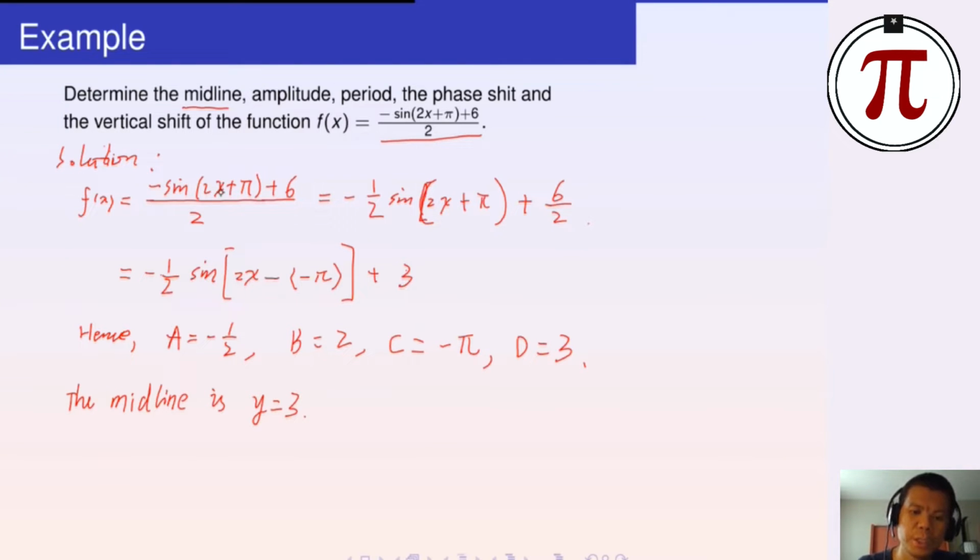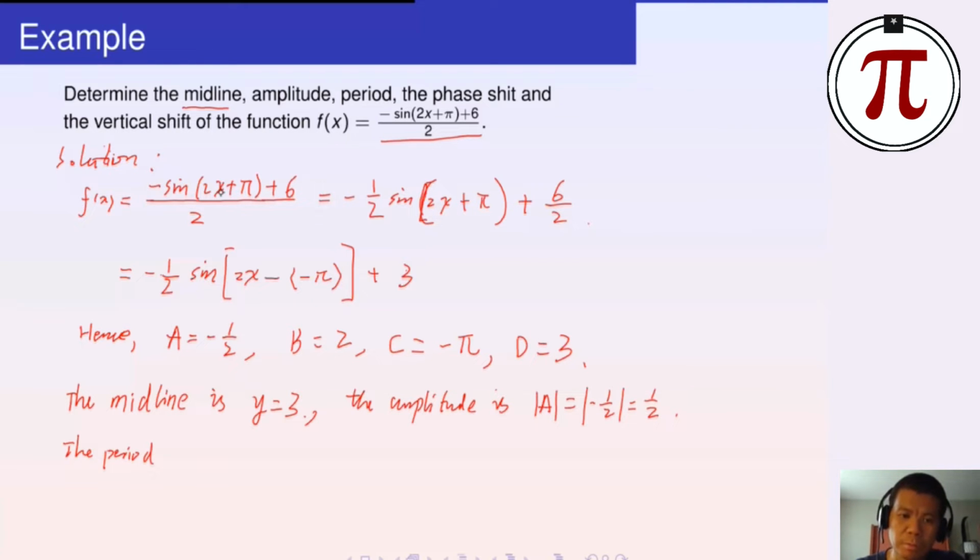The amplitude is the absolute value of A, so the absolute value of negative 1/2 is 1/2. The period is 2. No. What is the period? It is 2 pi over the absolute value of B. So that's 2 pi over the absolute value of 2, which is 2 pi over 2 equals pi. That's the period.